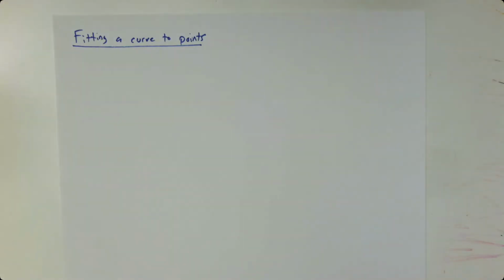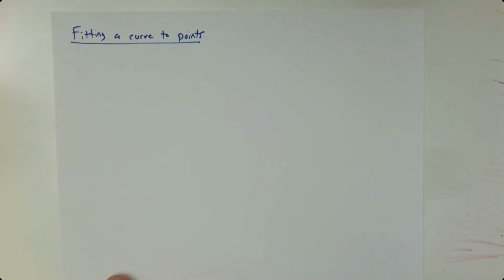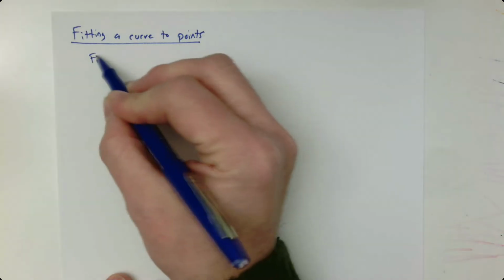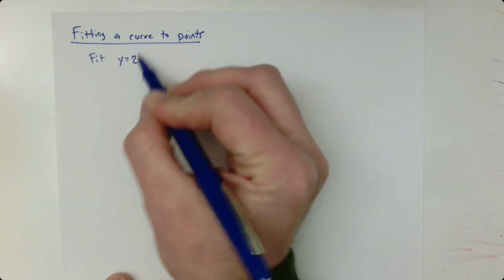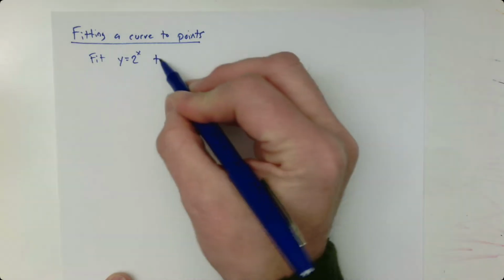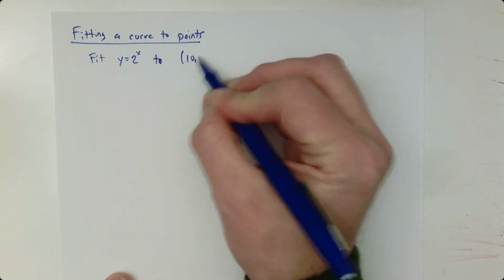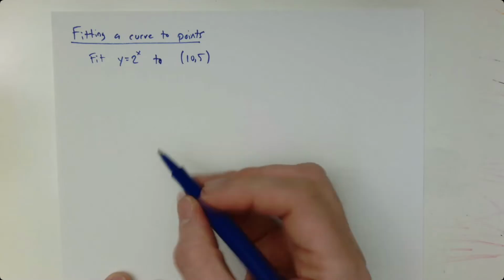So we've talked about fitting a curve to points before. Let's remember what it was we said and then go one step further. So let's pretend we want to fit an exponential like y equals 2 to the x to a point, such as (10, 5). So we sort of had a two-step process.